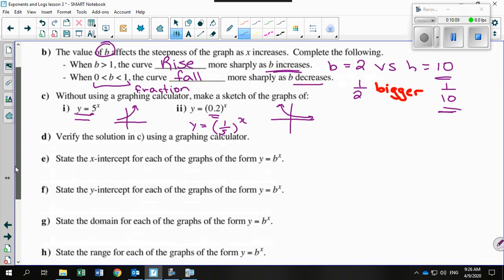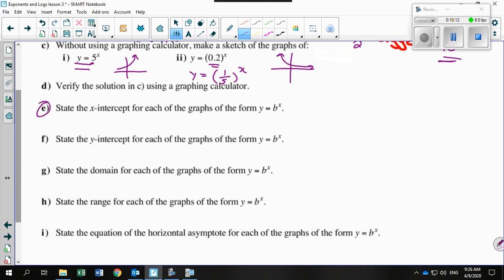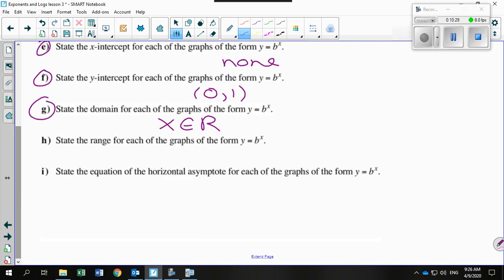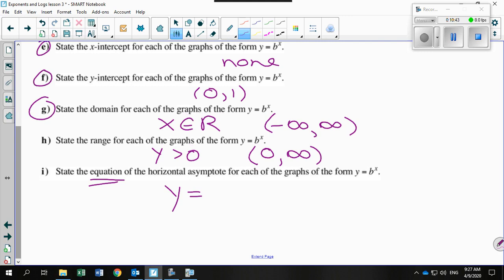The characteristics, once again, to just summarize, if we want to state the x-intercepts, well, we know there aren't any. There's none. State the y-intercept. For all of the graphs we've done so far, it's always been at (0, 1). Our domain for all of them was x ∈ ℝ, and our range was y greater than 0. I'll just put our interval notation just as a reminder what that looks like. And there it is. State the equation. Remember, whenever it says equation, we want it in the form x equals or y equals, and it's y equals 0. And that's our characteristics of our base.